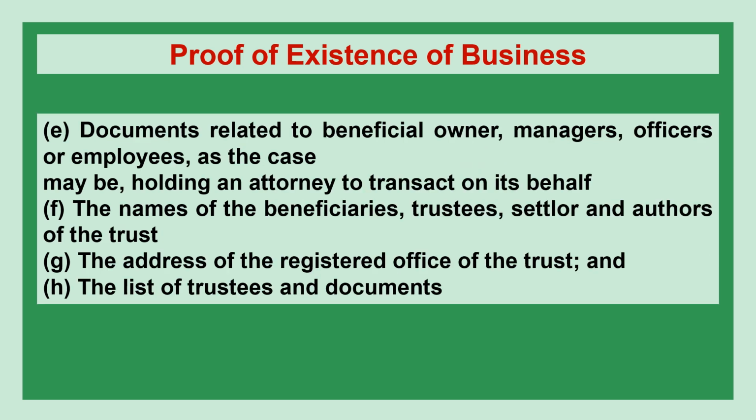Documents related to beneficial owner, managers, officers or employees, as the case may be, holding an attorney to transact on its behalf. The names of the beneficiaries, trustees, settlor and authors of the trust. The address of the registered office of the trust and the list of trustees and documents.